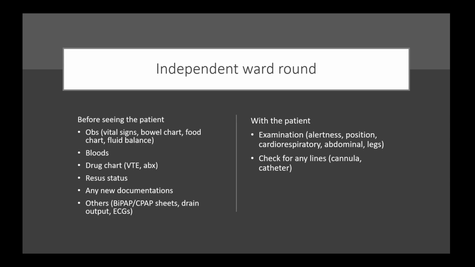Other things include ventilation sheets. They're important in respiratory because you want to know how long they've tolerated NIV overnight or over the 24 hours. Drain output is important for chest drains and ascitic drains. Serial ECGs are often done in the cardio department, so you need to check if there are any new ST elevations or dynamic changes that need acting on.